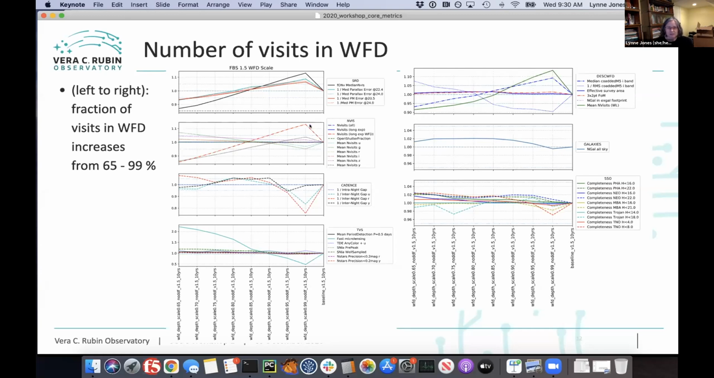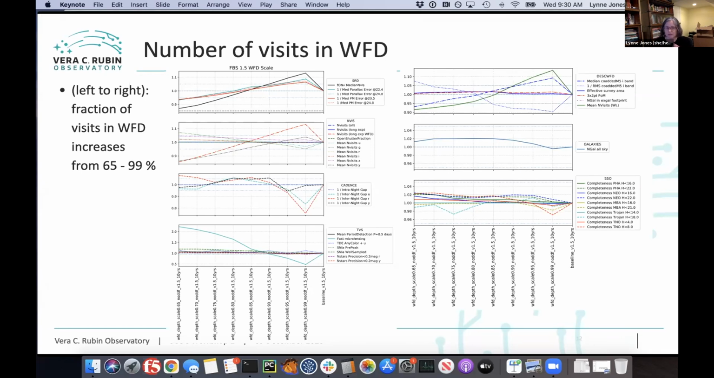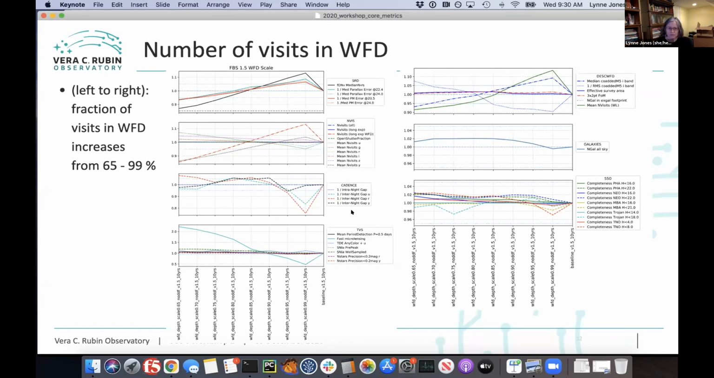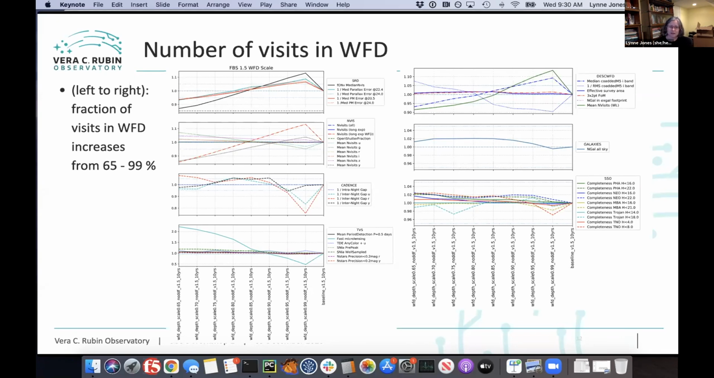Skipping down, this is, for example, a series of number of visits per filter across the sky and so on. I'm sorry, I should have done a better job zooming into this plot when I put it in here, but hopefully it is visible. All of these are also in the report to the SEOC.